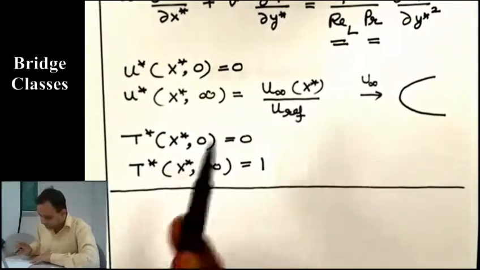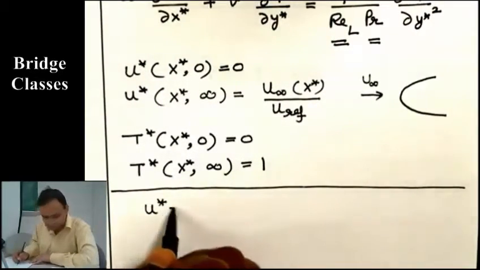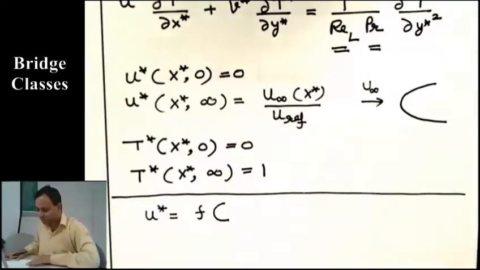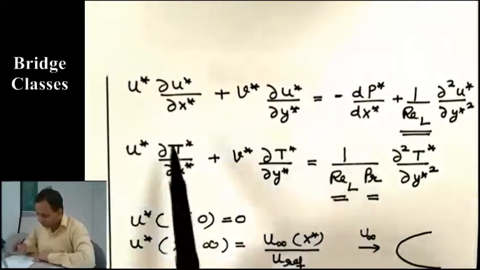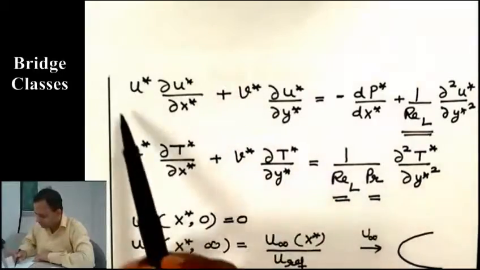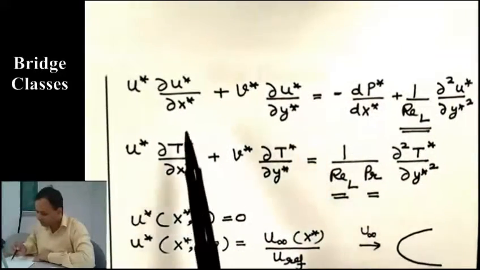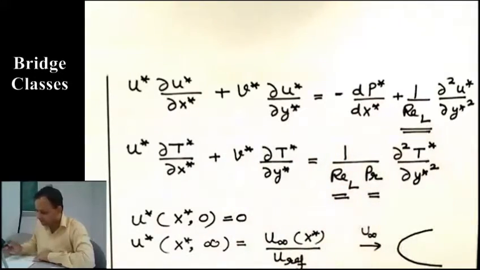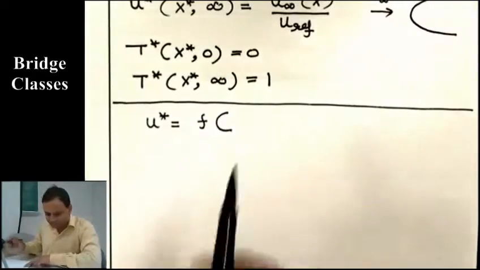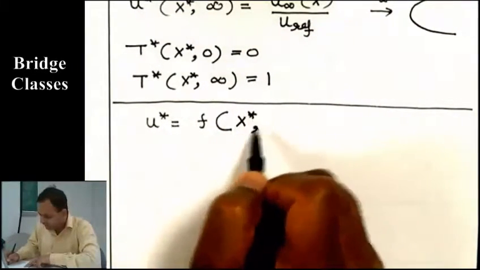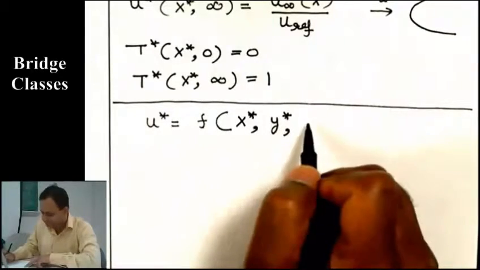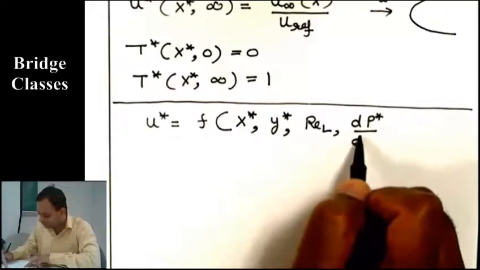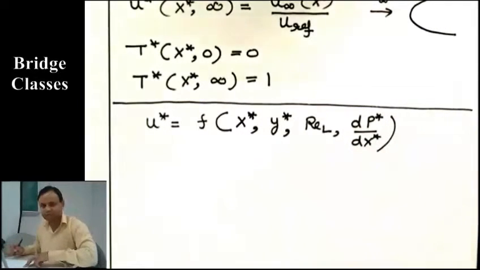So based on this, you can write u star will be a function of, we are not actually solving these equations, but we just want to see what u star will depend on. Looking at this equation, u star is a solution of this equation. It will depend on x star, y star, pressure gradient, and Reynolds number. So you can say u star is a function of x star, y star, Reynolds number, and the non-dimensional pressure gradient.